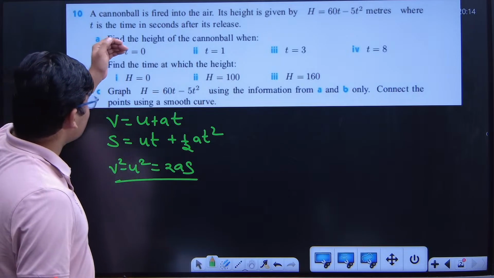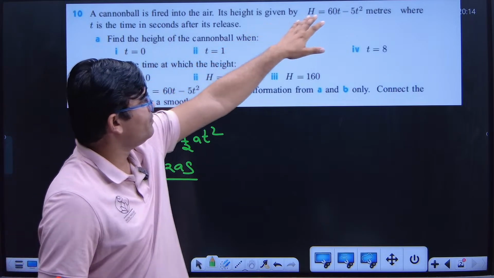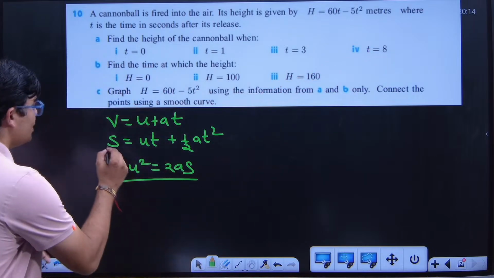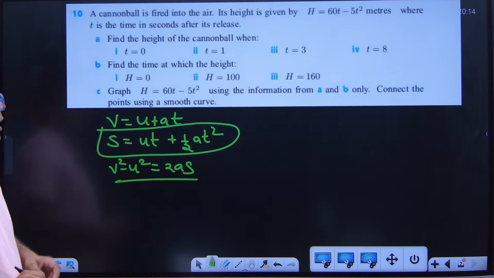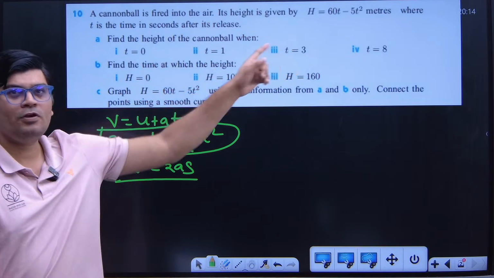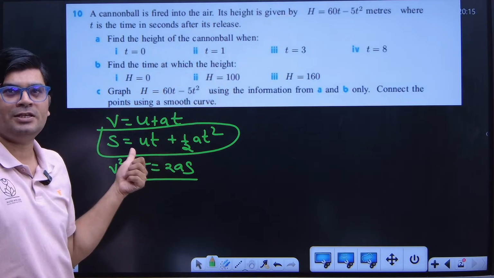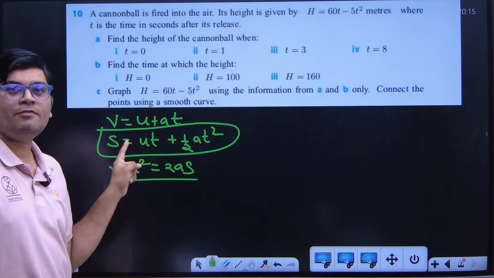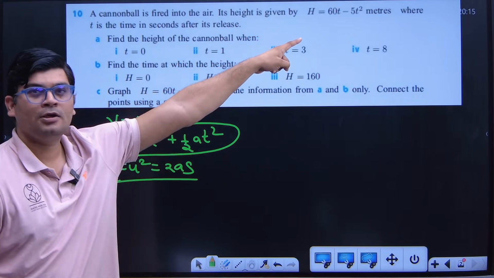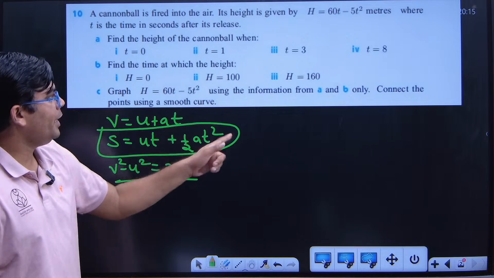Now they are asking the height of the cannonball, and it is given by this formula. So height means the second equation of motion. Can you see that? Height. And if you link it with this, you will get u as 60. Just check it out. Initial velocity is 60, see 60t. Minus half at squared.